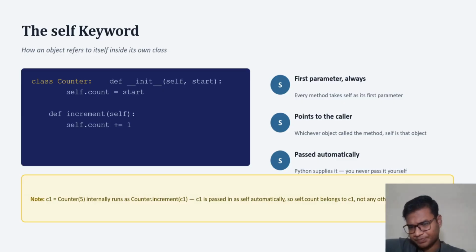The third one is that it's passed automatically. What does it mean? Python supplies it. You never pass it yourself. Remember. Okay, so just take some notes.